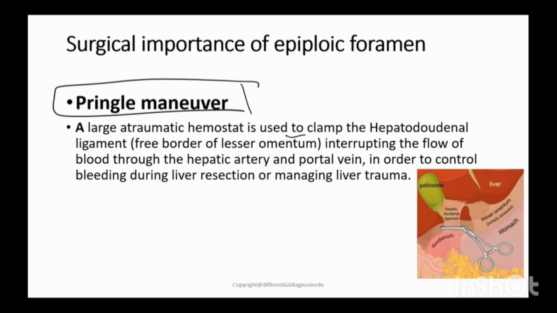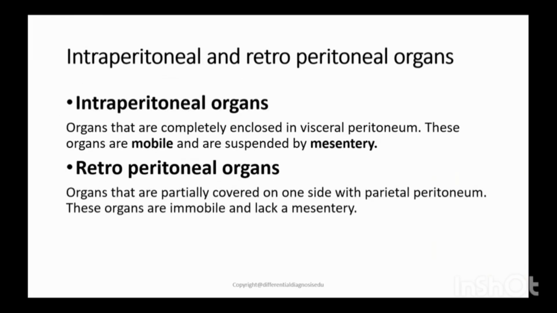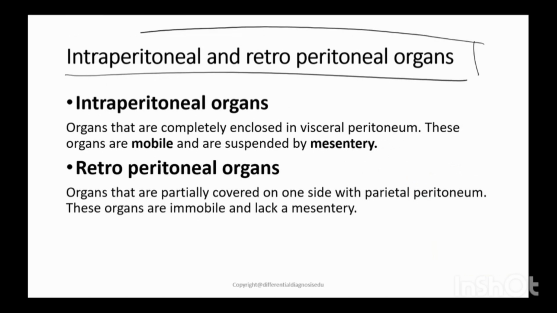Used to clamp hepatoduodenal ligament and interrupt the flow of blood through the hepatic artery and portal vein in order to control the bleeding during liver resection or managing liver trauma. So you can actually clamp it too. But let's say if the clamp is not available, you can actually put your finger in and apply pressure. Pringle maneuver.